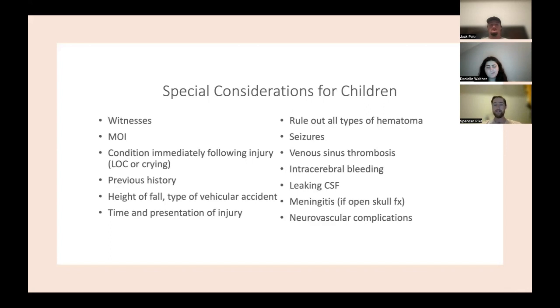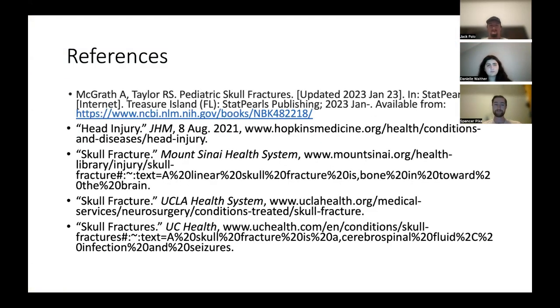And then the time and presentation of the injury. And then these bullet points on the right are other pathologies that usually occur with skull fractures in the pediatric population. So you want to make sure you rule out different types of hematoma, rule out any seizures, venous sinus thrombosis, intracerebral bleeding, leaking spinal fluid, and meningitis if there was an open skull fracture, and then any kind of neurovascular complications as well. And these are references.